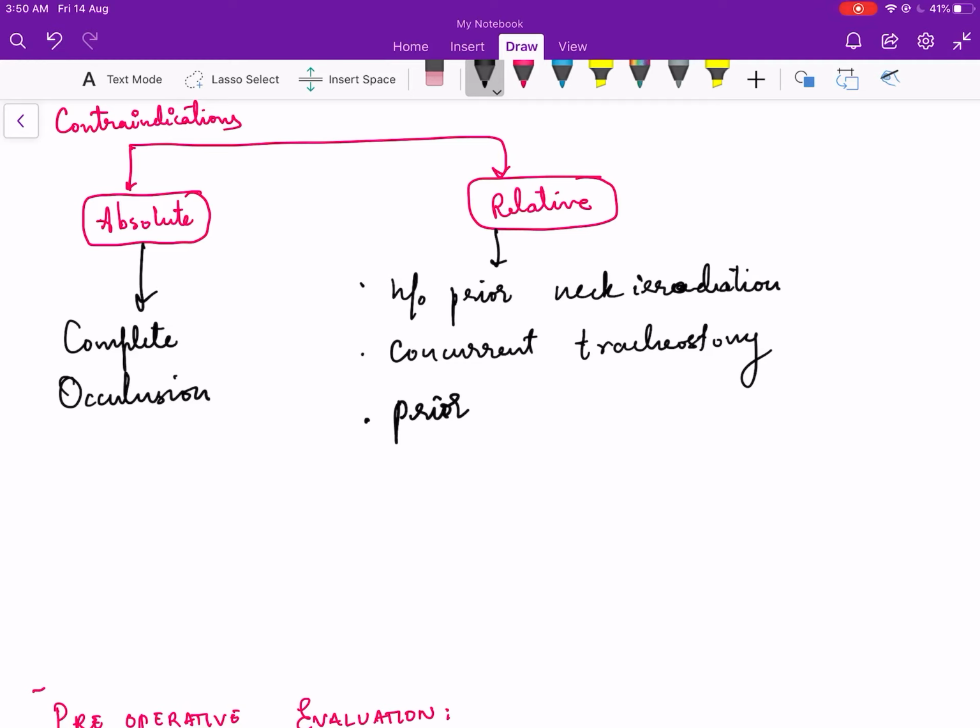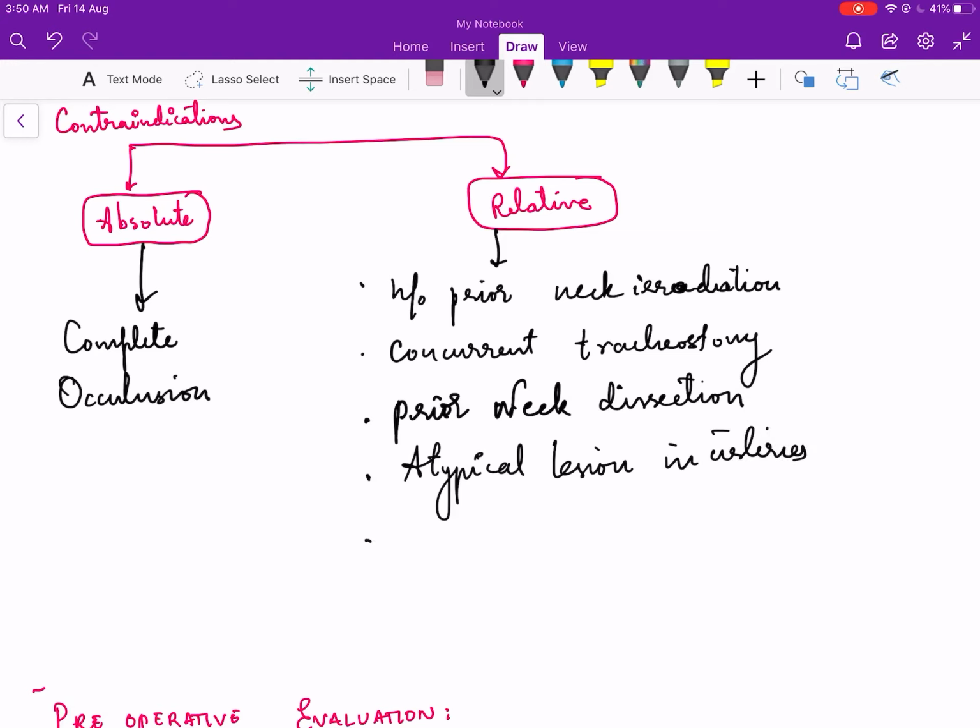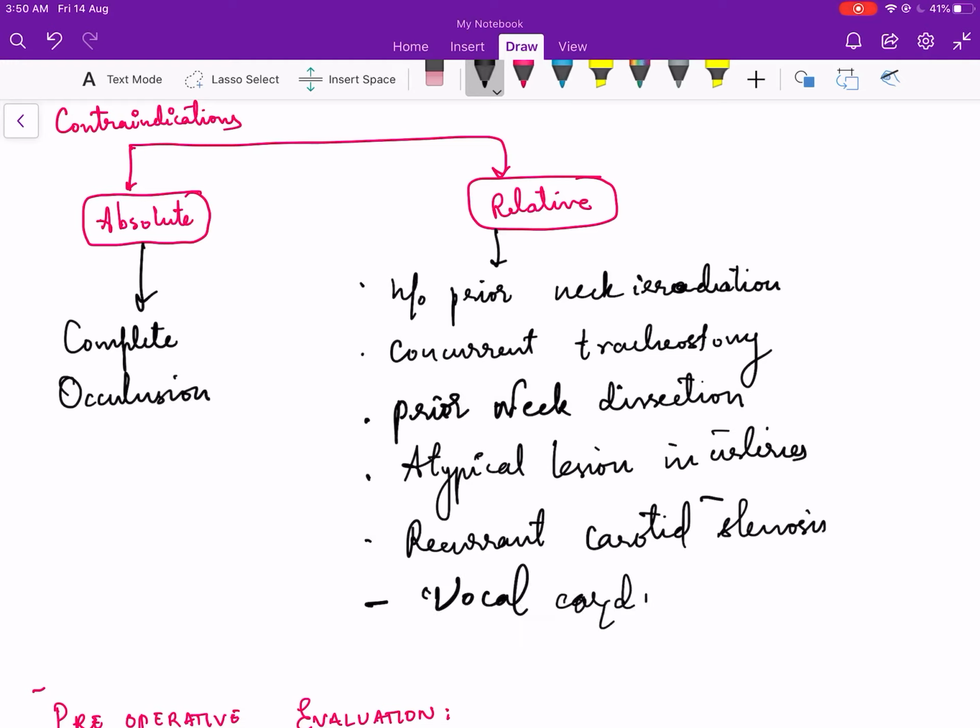when the patient has undergone prior neck dissection, such as modified radical neck surgery in case of any oral or neck tumors, or when there is an atypical lesion in the arteries, recurrent carotid stenosis, or vocal cord palsy due to a prior surgical procedure such as endarterectomy only. So these are the contraindications.